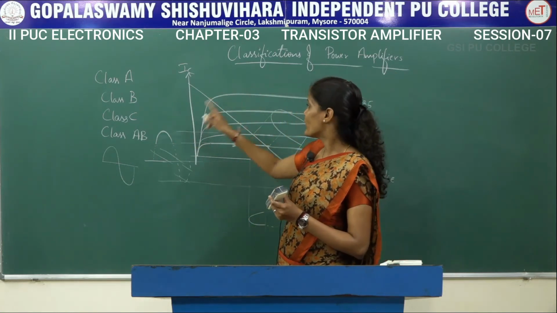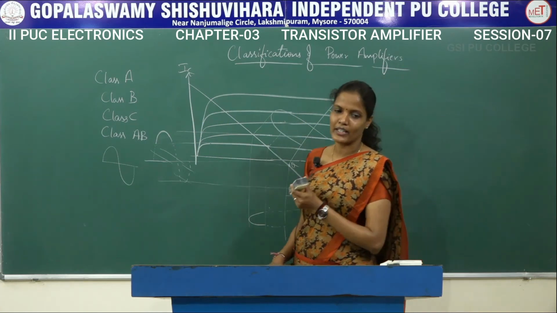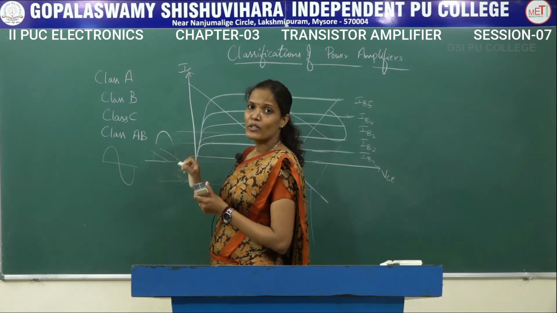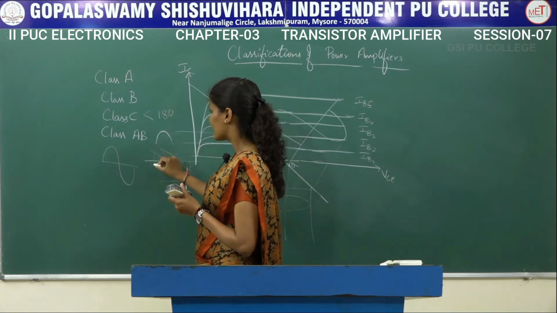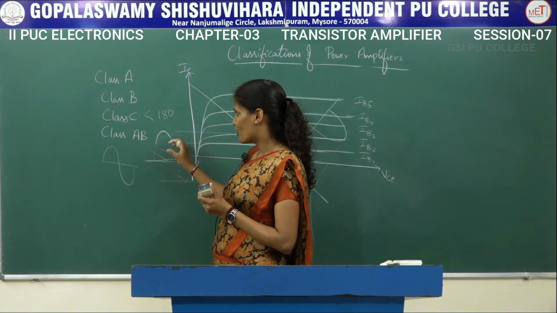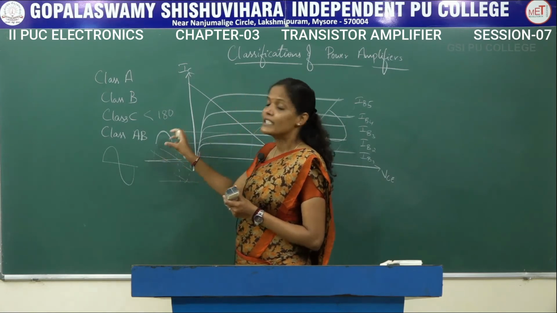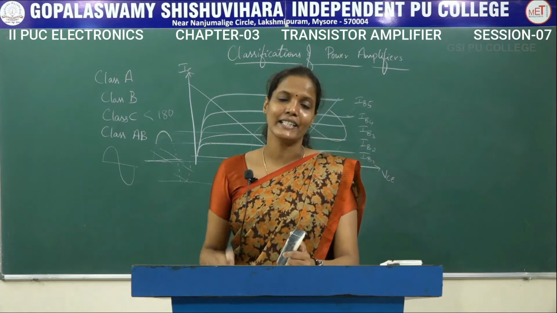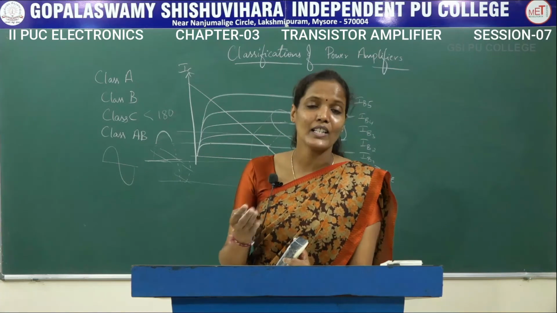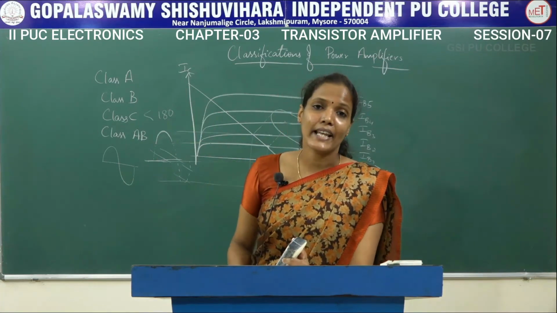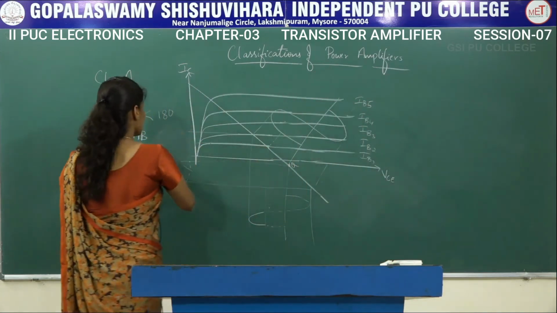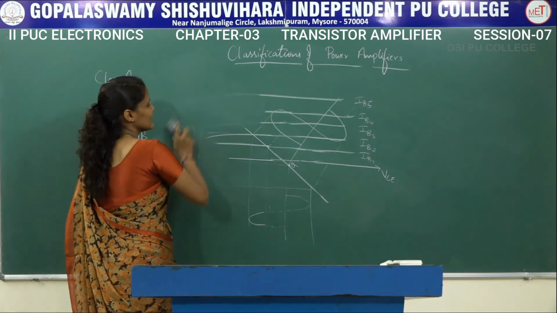That is, in the output of this class C type of power amplifier the conduction angle will be less than 180 degree. This is the 180 line. If it had reached this far, we would say 180, but the output is produced only for a small portion of the input cycle, so the conduction angle is very much less than 180 degree. But the efficiency of this class C amplifier is very large compared to class A and class B type of amplifier circuits.